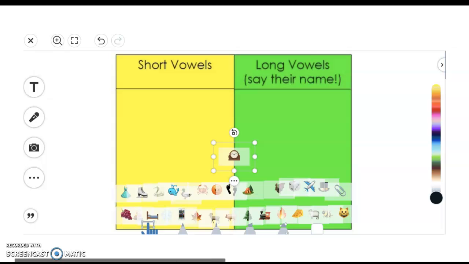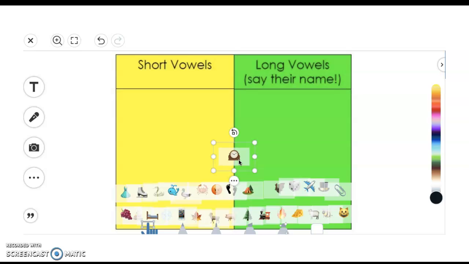In Seesaw, you are going to have an activity page that looks like this. The yellow side is for short vowels. The green side is for long vowels, vowels that say their name. We can also read these words by sounding them out. S-H says sh. O-R is a bossy R, and it says or, so sh, or, t, short. So I know short vowels go on this side, and long was one of our sight words, so we should know that one. So what you can do is use that hand tool to drag the picture up and think about what word it is.